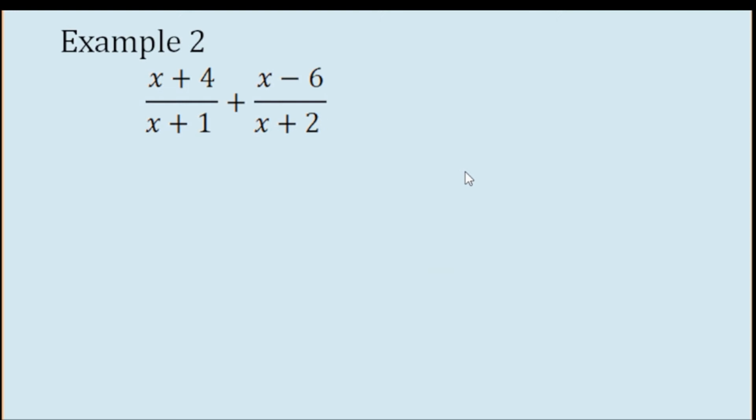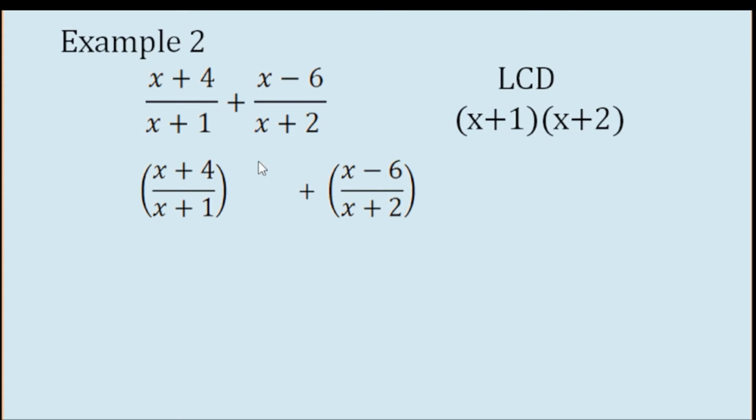Okay, example number 2. The denominators are not the same, but we cannot find common factors between these two. So meaning to say, these two will be our least common denominator. So x plus 1 and x plus 2. How do we set it up? I will put a space here and also here. Why? Because our least common denominator is the quantity x plus 1 and the quantity x plus 2.